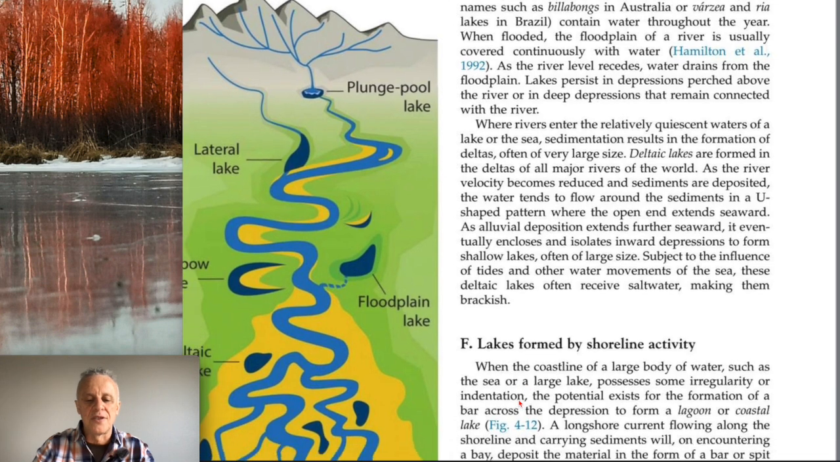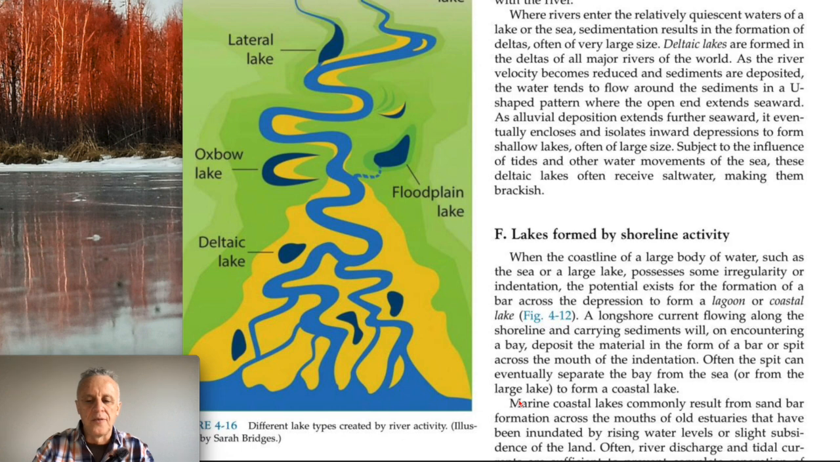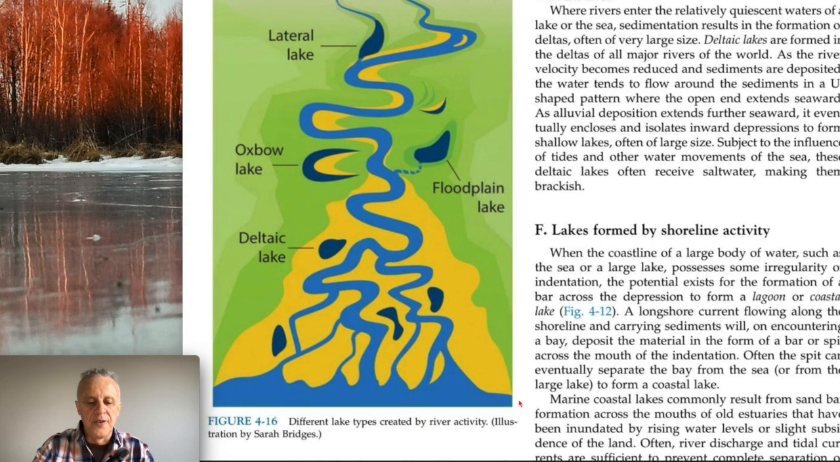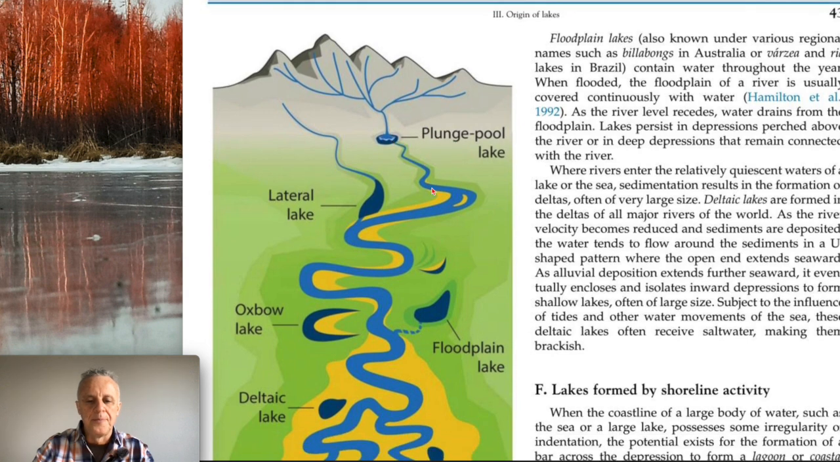So before we jump into section F here with lakes formed by shoreline activity, let's look at this figure. This is figure 4-16, different lake types created by river activity. This is the upper part of the watershed, and as the text was mentioning, we have, let's say, a waterfall here. The erosion of that waterfall is creating what is called a plunge pool lake. And then sometimes we have a lateral lake that is created along a river, like in the upper part of a watershed as well.